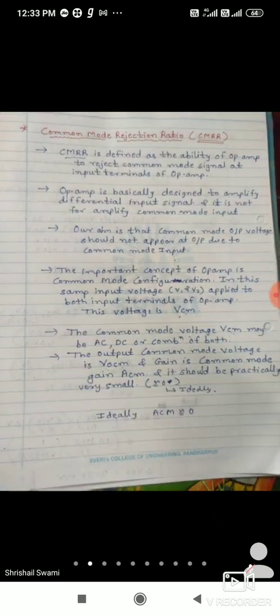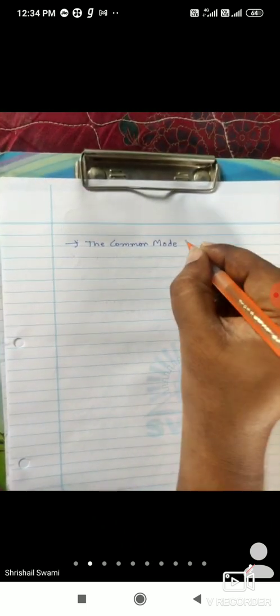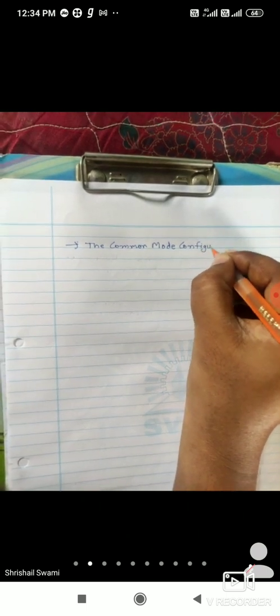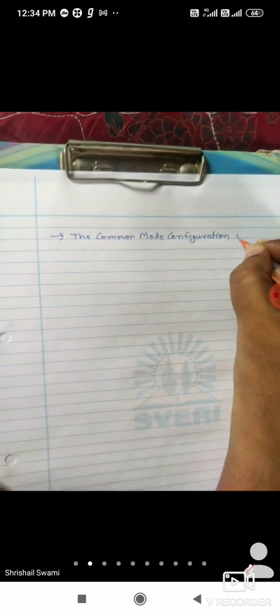So up to this point, everyone has understood the concept. Now we are going to analyze it with the help of a circuit diagram. Any questions up to this point? Now next, the common mode configuration using open loop, that I will draw.